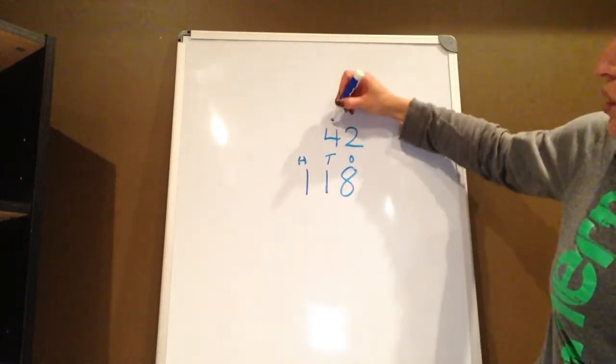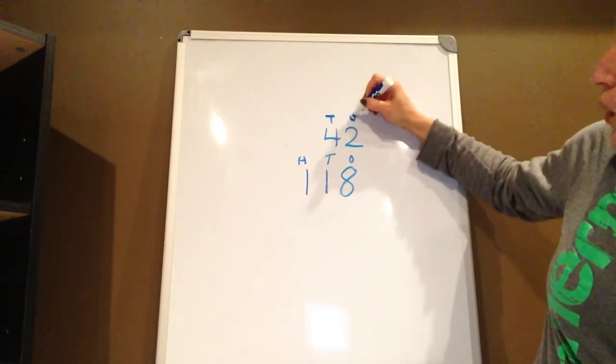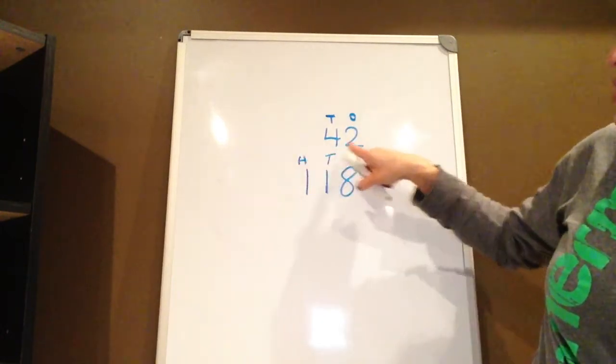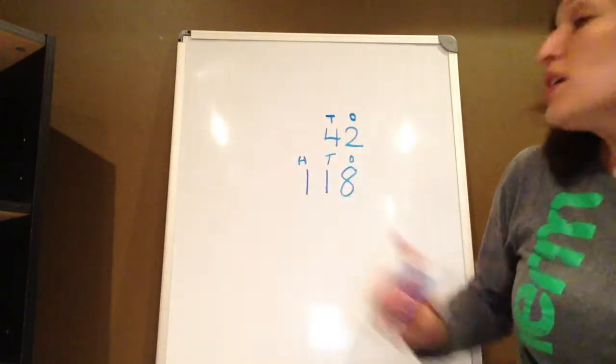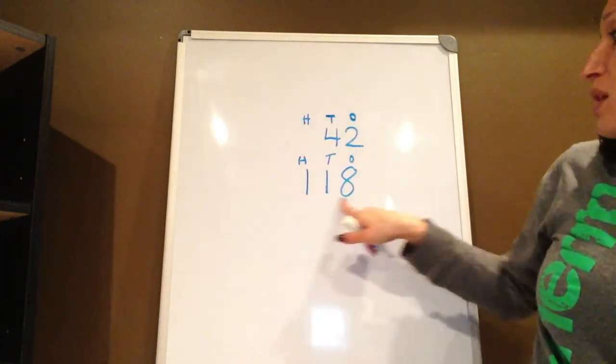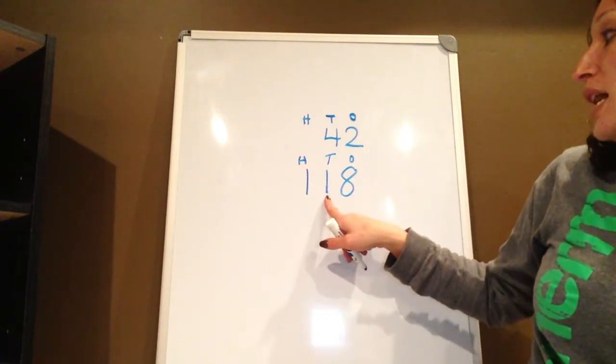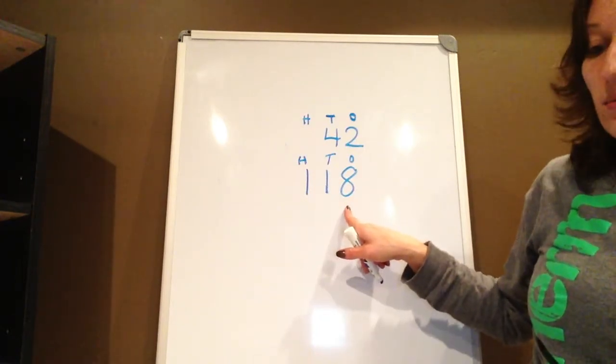The one on the left is showing tens, and the one on the right is showing ones. This number 42 does not have any hundreds, so there's nothing there. But this number does have hundreds. It has 100, 10, and 8 ones.